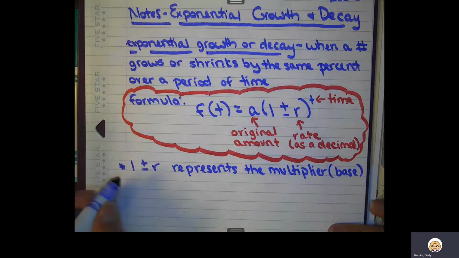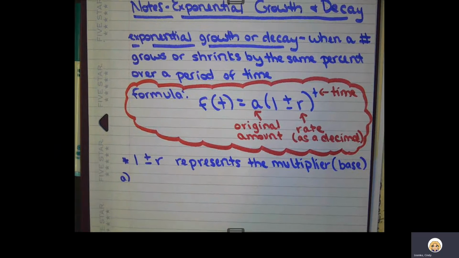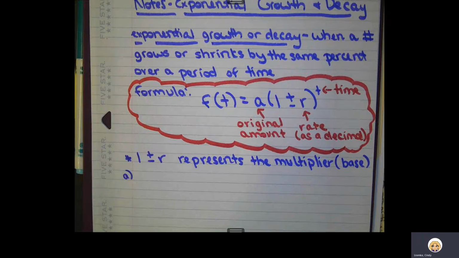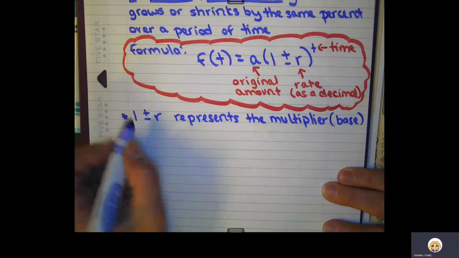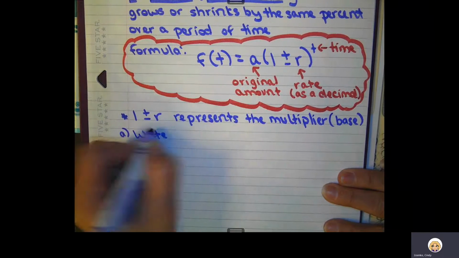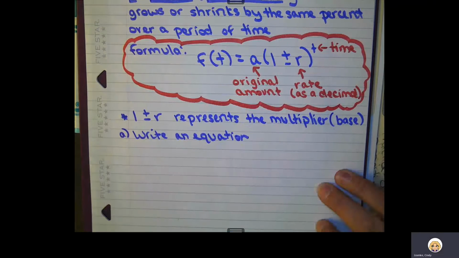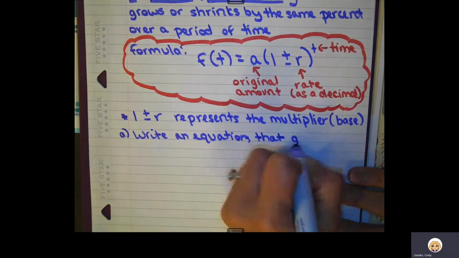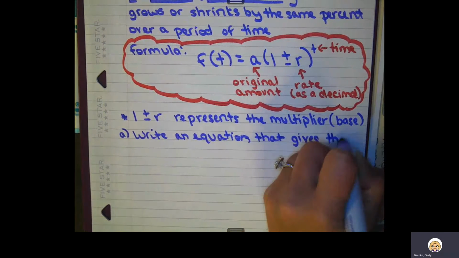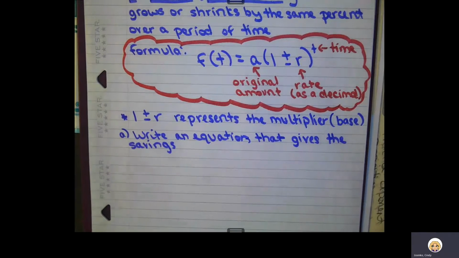So let's do 2 examples, and they are word problems. So we're going to need to write out these directions. And yes, this is part of your notes. Just having the work is not enough because we don't know where this work came from. So can you write for me? Write an equation that gives the savings in an account.